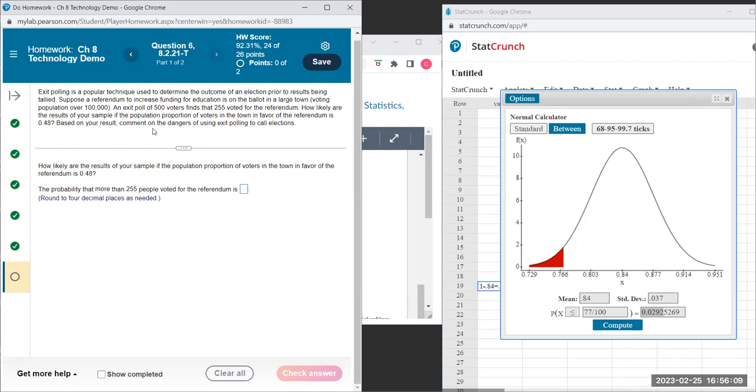So the sample isn't too big because it's less than 5% of the 100,000. Okay, so that's one thing. So we're okay in that sense. How likely are the results of your sample if the population proportion of voters in the town in favor of the referendum is 48%? I'm going to assume the conditions are met. 500 seems to be big enough.